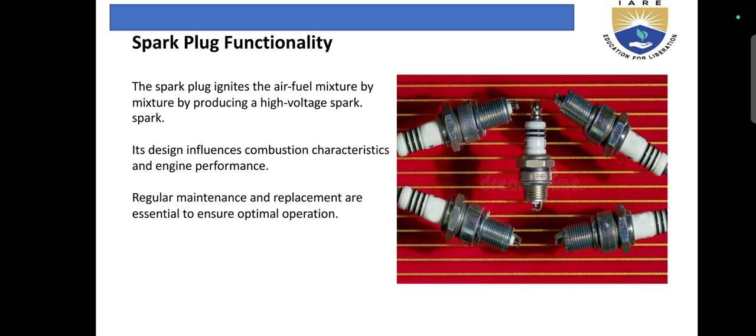Spark plug functionality. The spark plug ignites the air fuel mixture by producing a high voltage spark. It influences the combustion characteristics and engine performance. Regular maintenance and replacement are essential to ensure optimal operation.